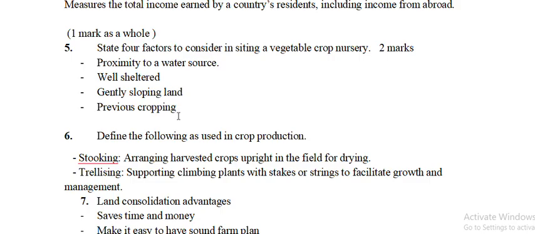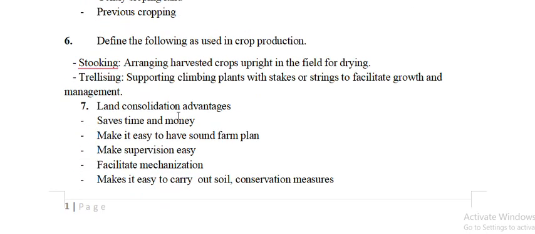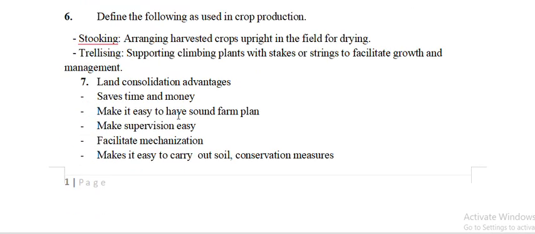Question 6, define the following as used in crop production. Stocking. Stocking is arranging harvested crops upright in the field for drying. Then trellising involves supporting climbing plants with stakes or strings to facilitate growth and management.